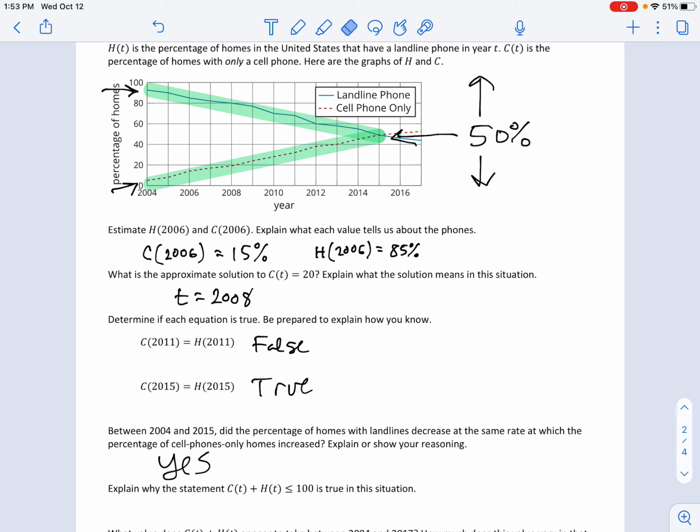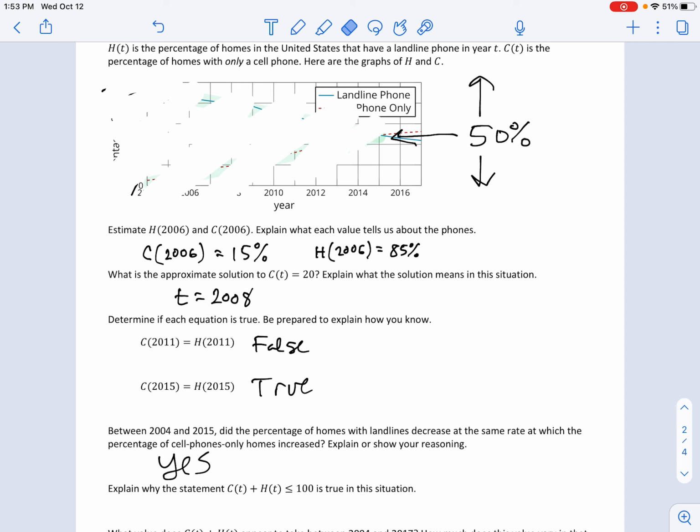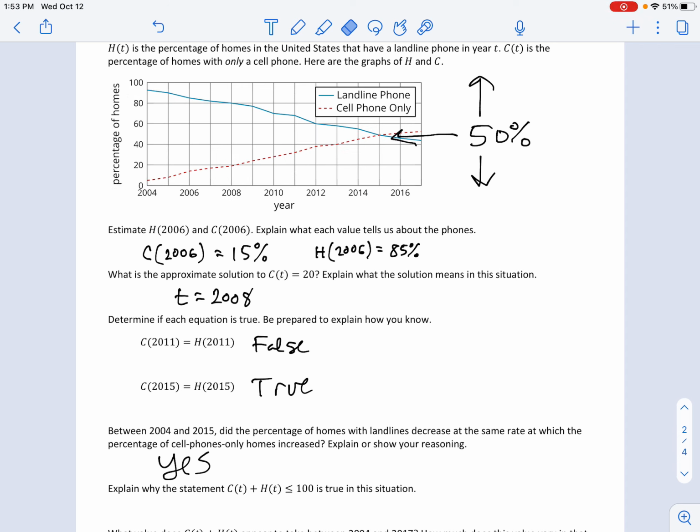So if we look at this whole situation, we're going to notice that the red line plus the blue line, or the point on the red line plus the point on the blue line, is approximately 100 in each situation. So if we look at 2008, we can see the red line is 20%, the blue line is 80%, and if we add those together, they equal 100%. And it's going to be true for most of the numbers.